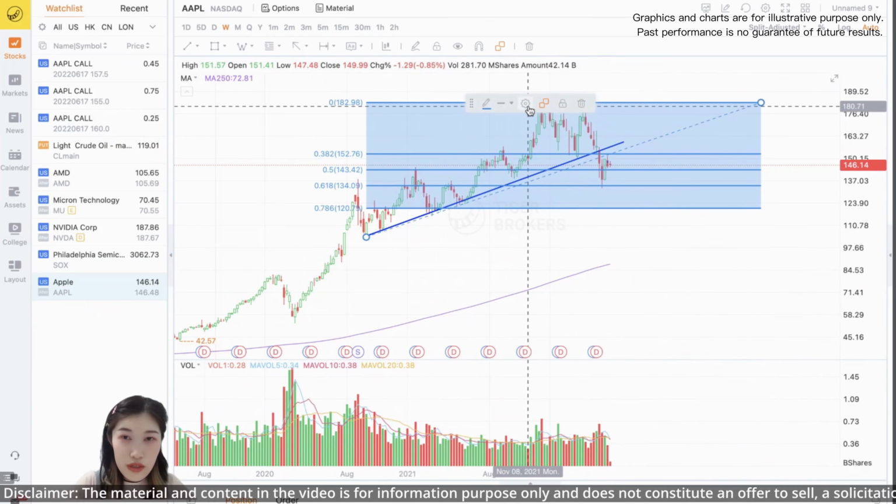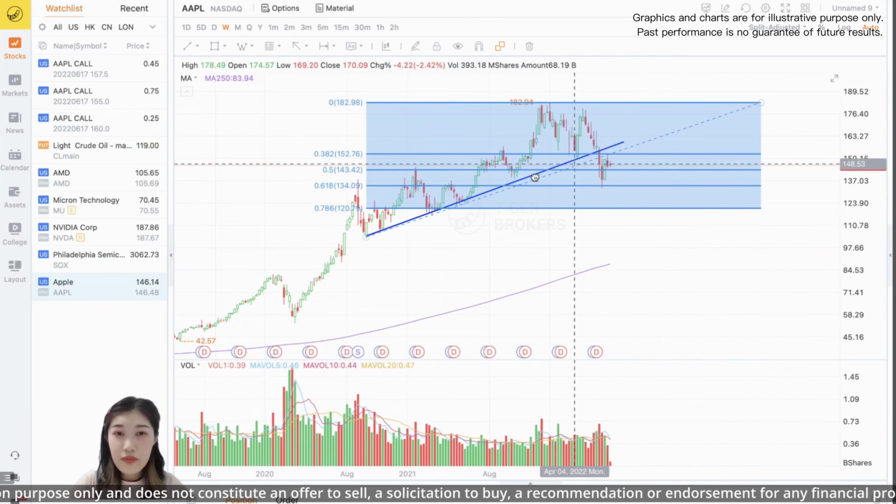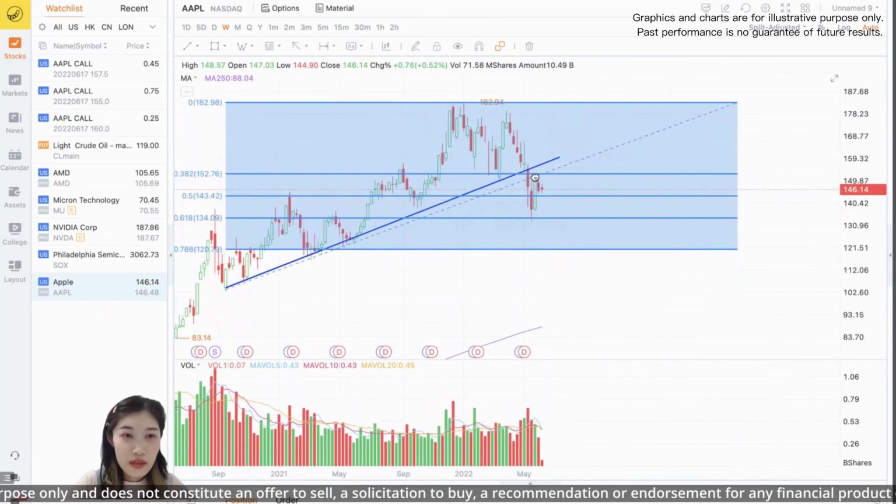Now, here with the toolbox, we can customize the styles and the parameters. We have a lot in the preset. 0.5 is not exactly a Fibonacci number. A lot of people use it anyways, or you can adjust the numbers to fit your handbook of trading. For now, I will just keep the most common ones and click on confirm. Let's zoom in here.